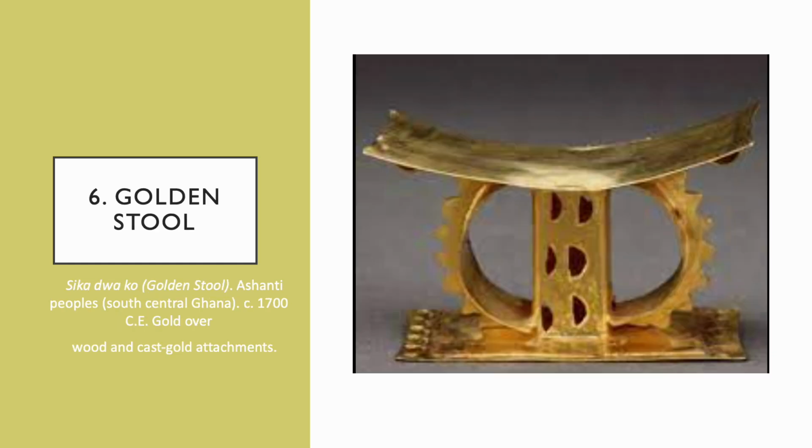Unit 6, the Golden Stool. The Golden Stool is a sacred symbol of unity and sovereignty for the Ashanti people. The Golden Stool descended from the heavens, and it embodies the collective spirit and identity of the Asante nation. It is believed to house the souls of the Asante people, past, present, and future.